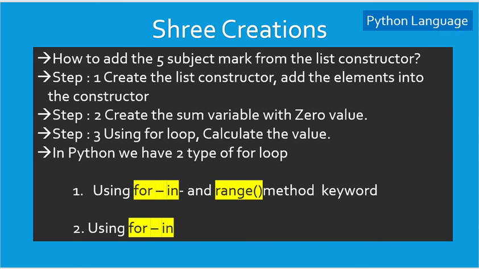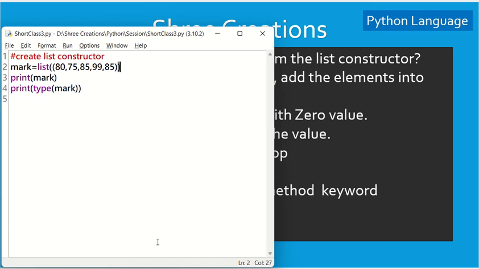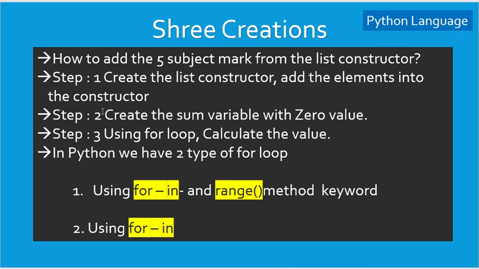Like that I wrote. So how to create the sum variable with the 0 value? Sum is a variable and we need to assign the 0 value. So using the sum variable, I am going to calculate all the values. Now my second step is over. And in third step, I am going to use the for loop condition for calculating the value.